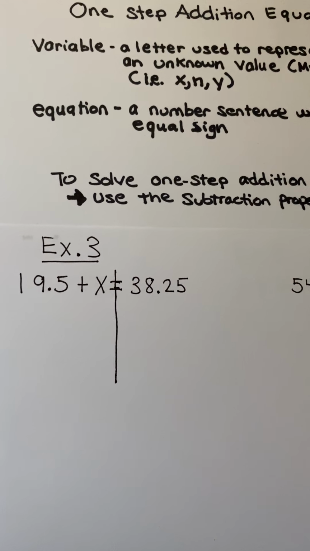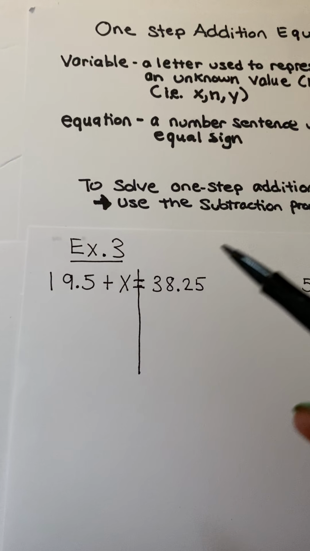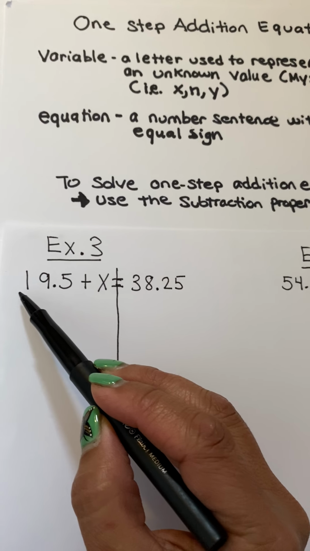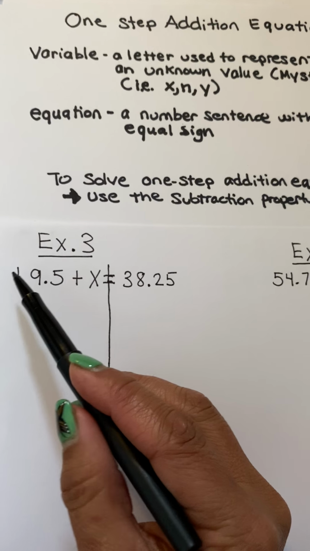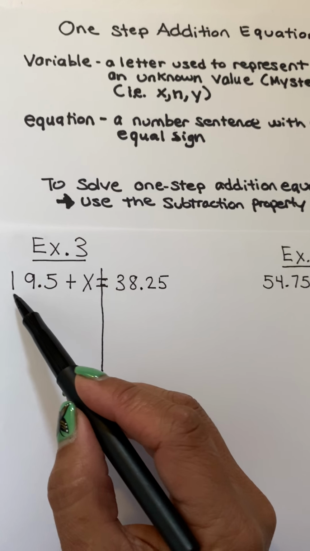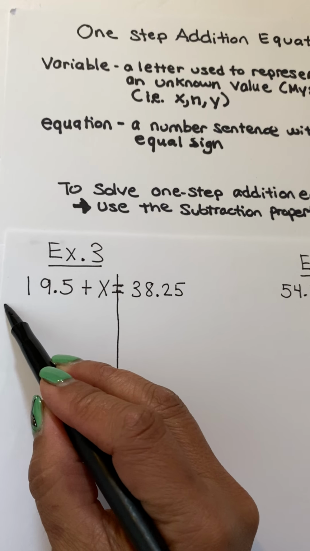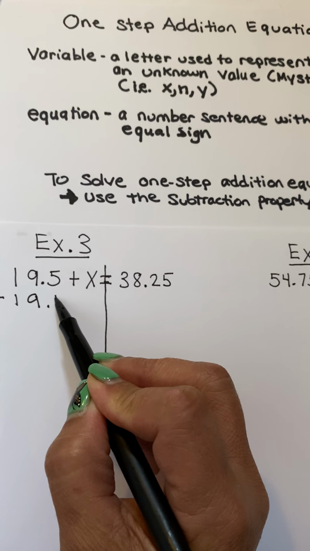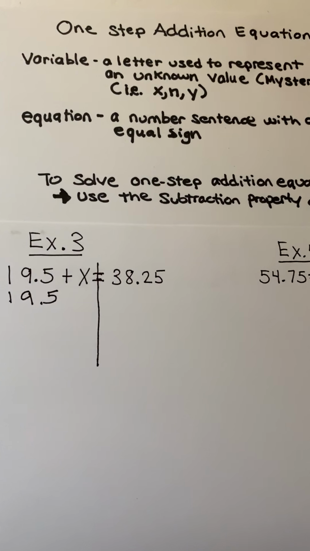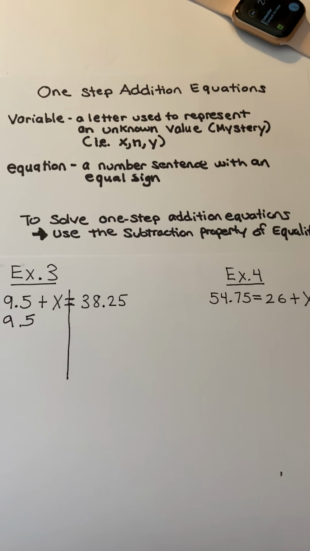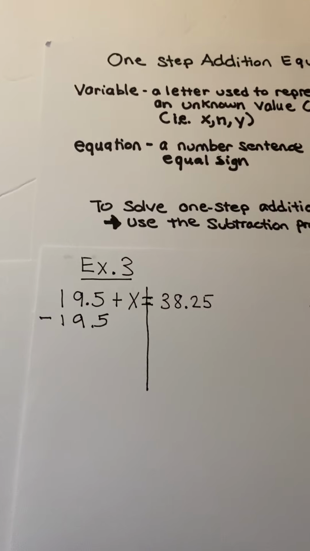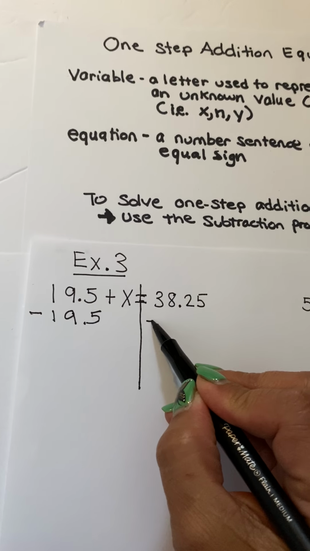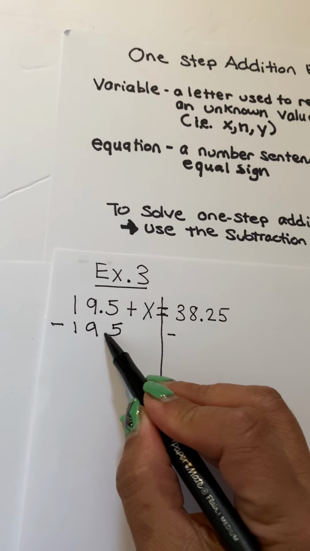In order to isolate x, we have to do the opposite. We have to get rid of that 19.5. So that is a positive decimal. Positive, so to get rid of it, we're going to have to subtract. Do the opposite, minus 19.5. And then following the subtraction property of equality, we must do the same thing on the other side of the equal sign. So we're going to subtract 19.5.